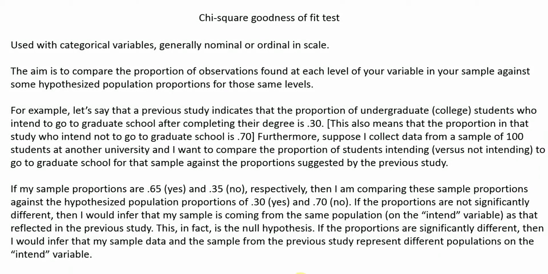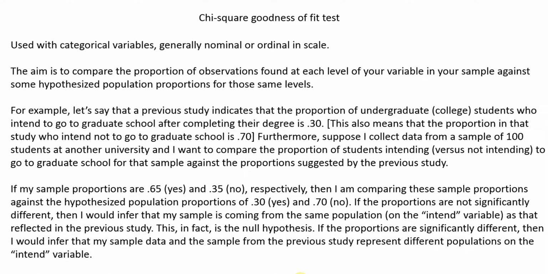In this video, I'm going to illustrate how to carry out a chi-square goodness of fit test using SPSS. Basically, this test is carried out when you have a variable that is categorical, generally nominal or ordinal in scale. The aim is to compare the proportion of observations found at each level of your variable within your sample against some hypothesized population proportions for those same levels.